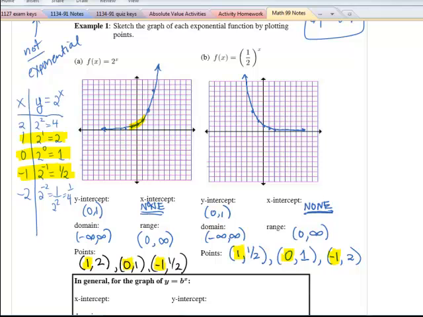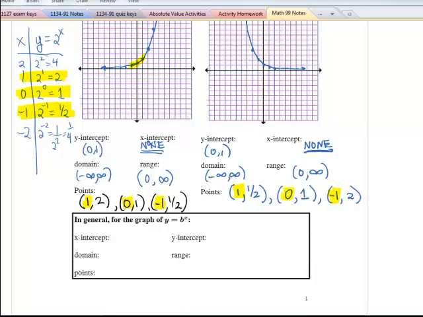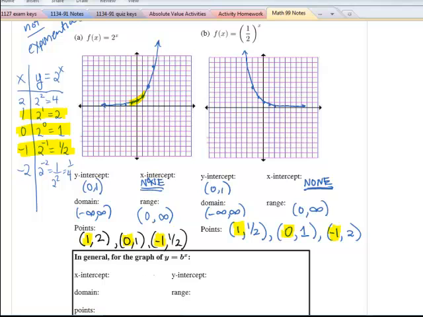So after those examples, I think we can kind of see some general patterns here. 2 to the x and 1/2 to the x had some common characteristics, right? Neither of them have an x-intercept. And that's going to be true for any base to the x, as long as the base is not 1. We'll talk about that in a little bit. So the base needs to be positive and not 1. But let's see, for the y-intercept, we always put x equals 0, and if x is 0, we'd have b to the 0, which would be 1.